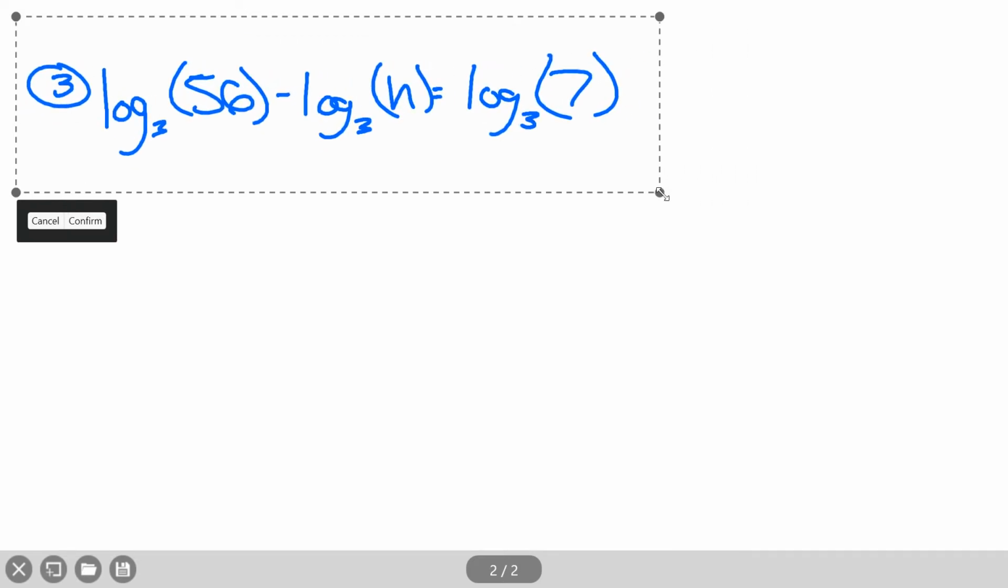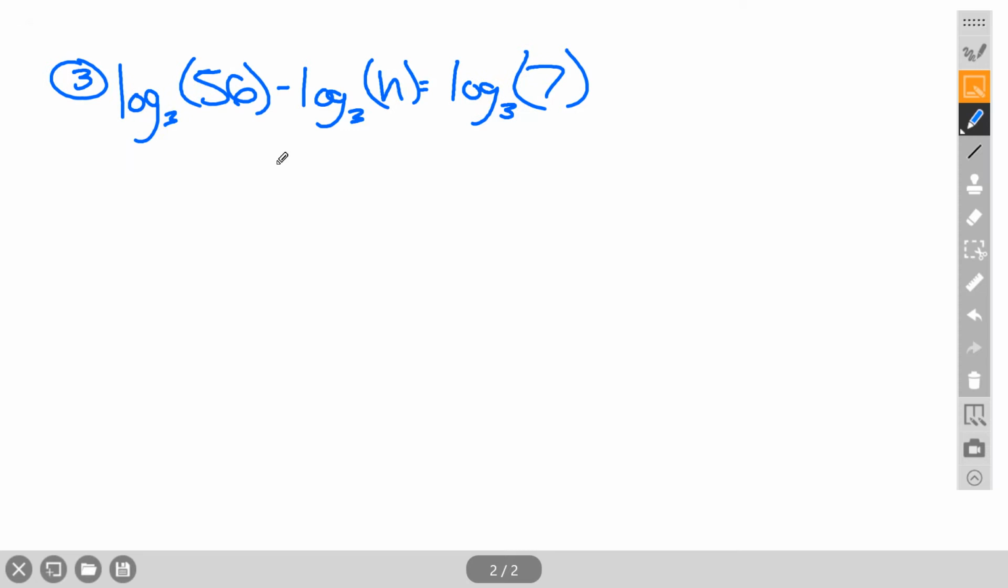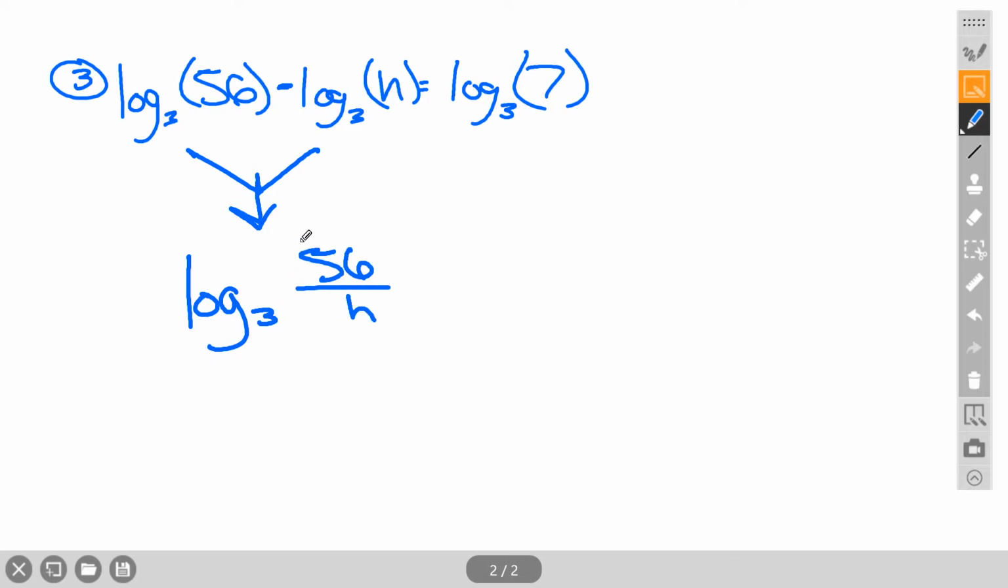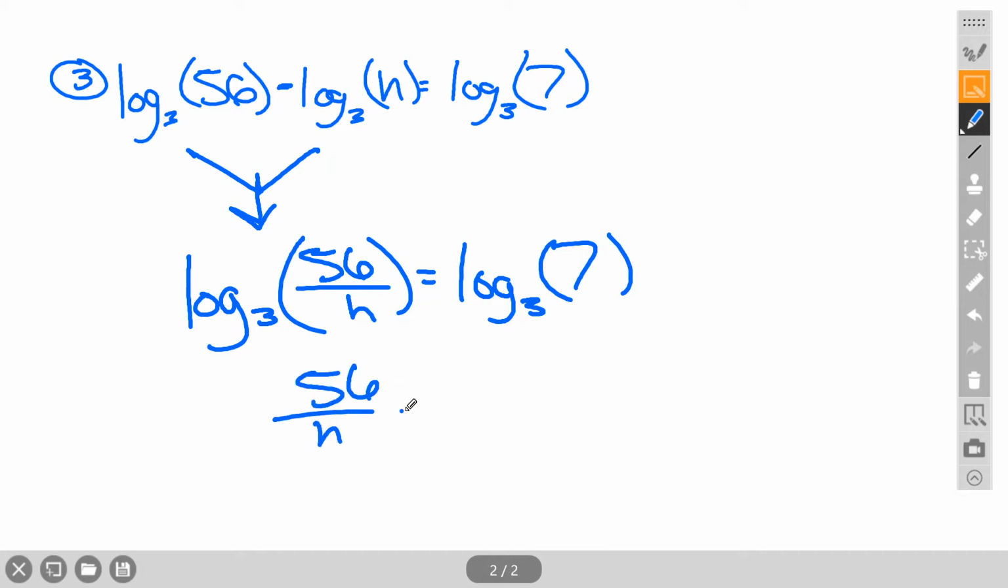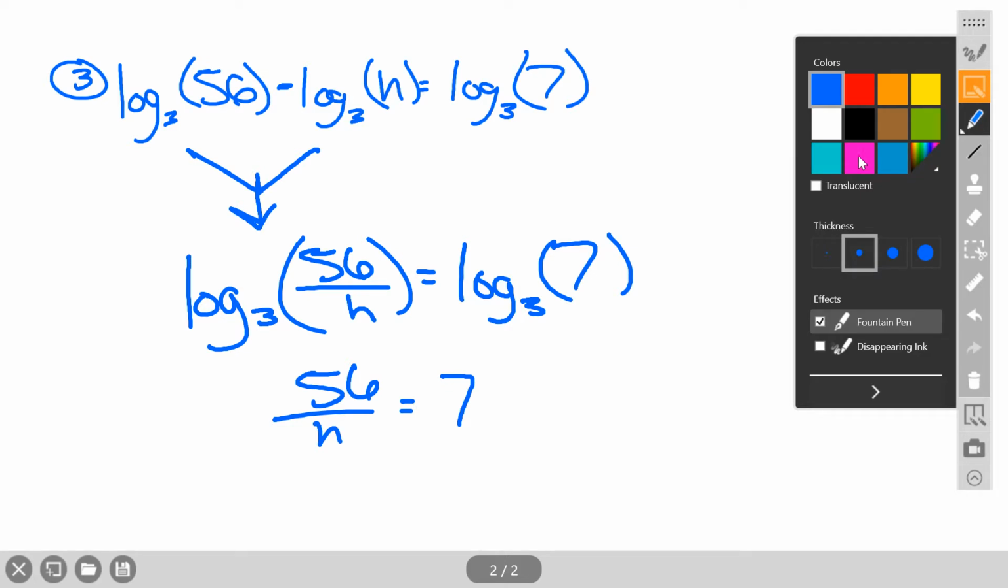Now this is the quotient property because we are subtracting here, which says that if we're subtracting two logarithms, they can be combined into a single logarithm where this is being divided by this, where 56 is being divided by n equals log base 3 of 7. Since these are logs with the same base 3, we can set them equal to each other. 56 over n equals 7. And then we can solve this for n.